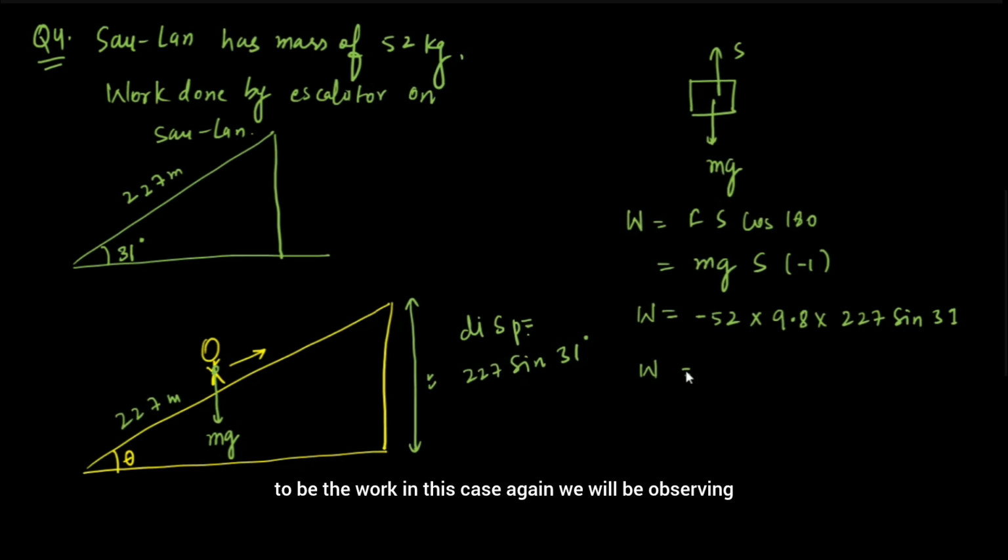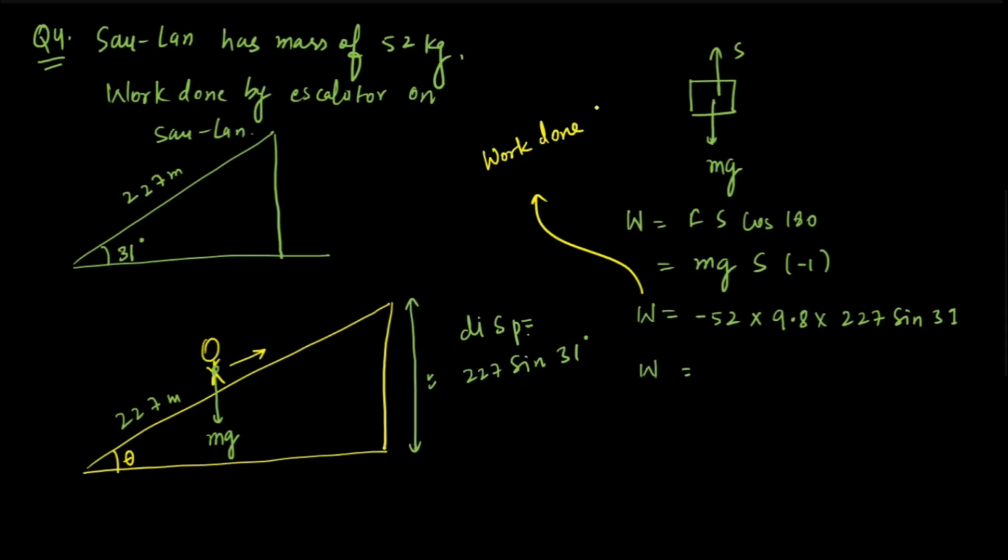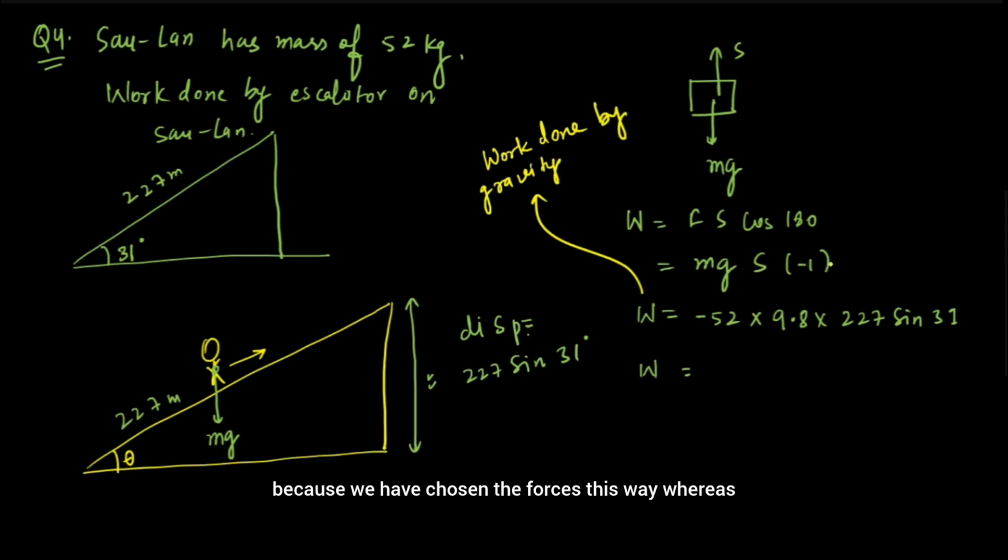In this case, again, you'll be observing that work is going to be negative because work is done against the gravity. So if you're talking about the work done by the escalator, it is going to be positive. If you have to find out the work done by the gravity, it is ultimately going to be negative. So negative is representing work done by gravity. Because we have chosen the forces this way. Whereas if we have to find out the work done by the escalator, it is going to be positive.